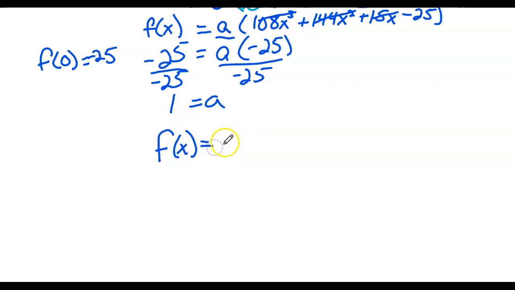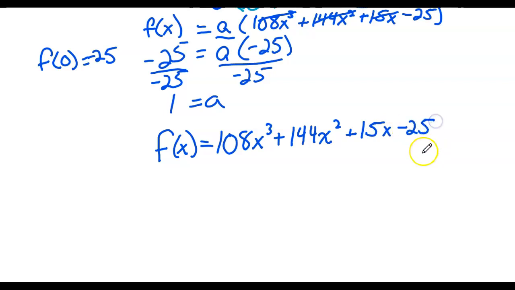So my polynomial of lowest degree is going to be 108x to the third plus 144x squared. And my pen got stuck for some reason. Okay, maybe it's back. There we go. Plus 15x minus 25.